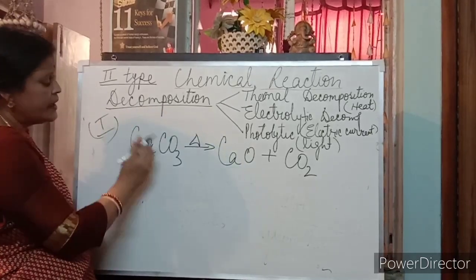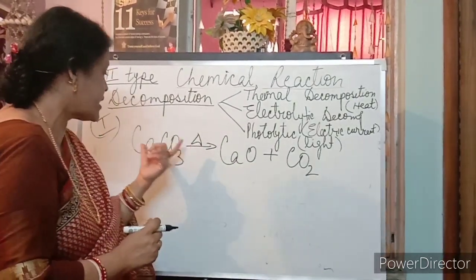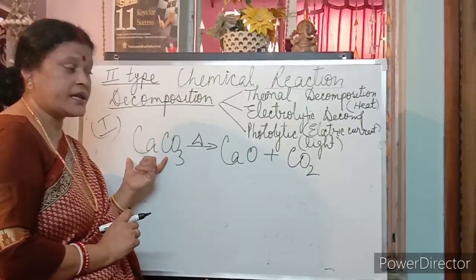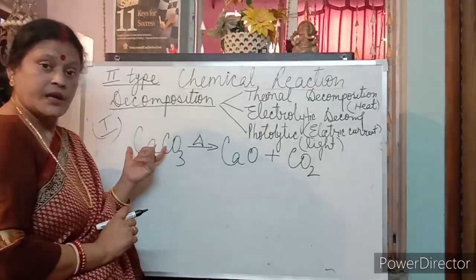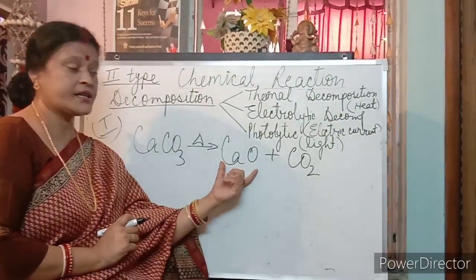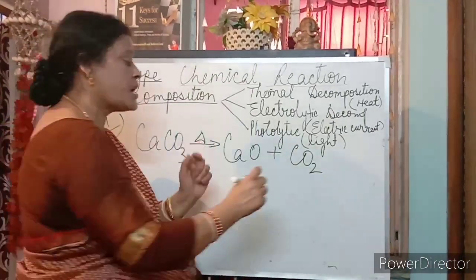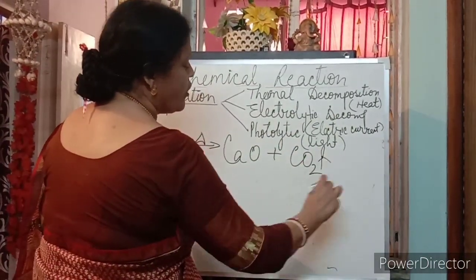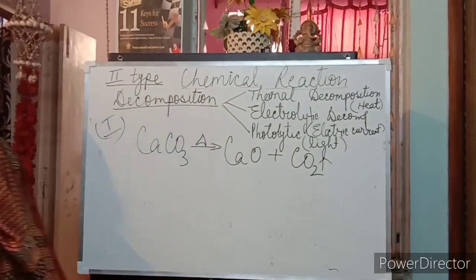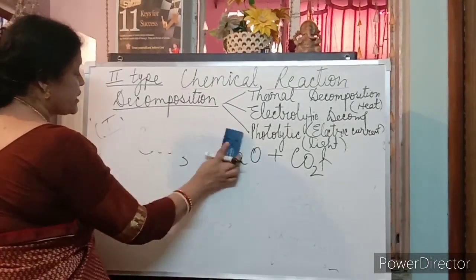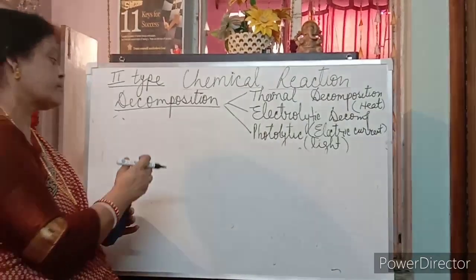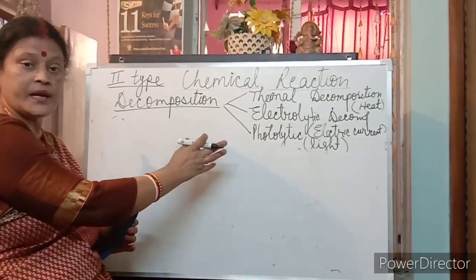The first example: if I take one test tube in the laboratory and put calcium carbonate, what is its color? It is milky white. Now when I heat some calcium carbonate in a test tube, we will find that calcium oxide is formed and carbon dioxide gas will be released. This is the symbolic representation of the release of carbon dioxide gas. Clear? The first example is heating of calcium carbonate, that is thermal decomposition of calcium carbonate into CaO plus CO2.